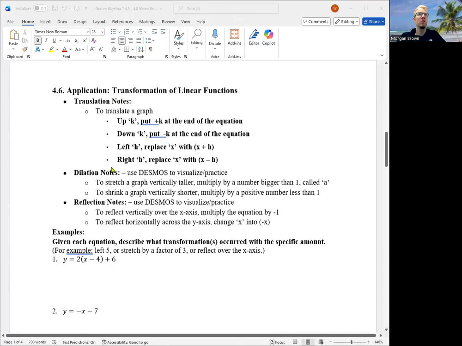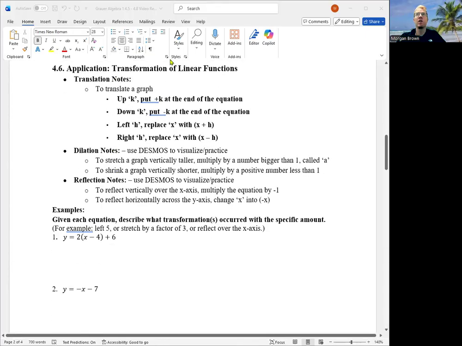Okay, now we're moving on to transformation. So this is the one that had a ton of, hold on one sec.